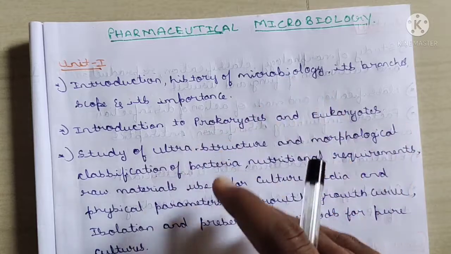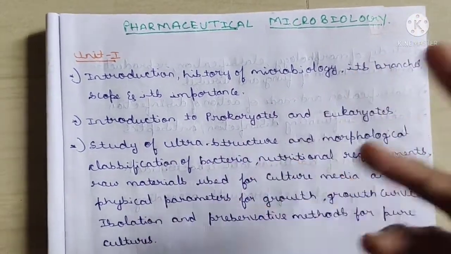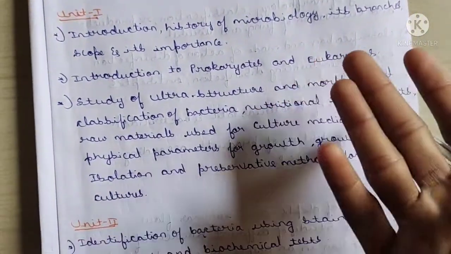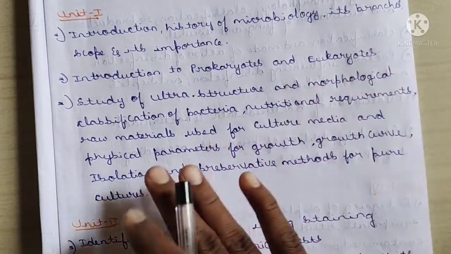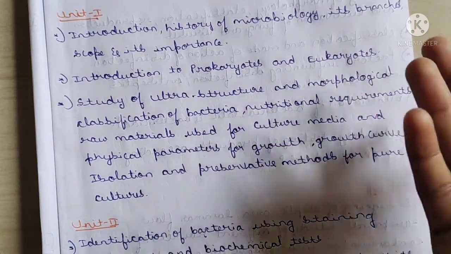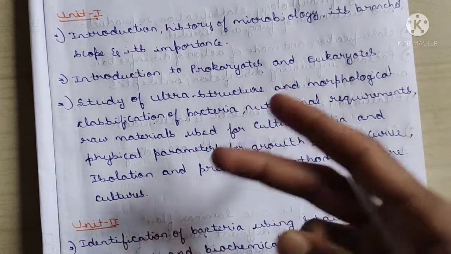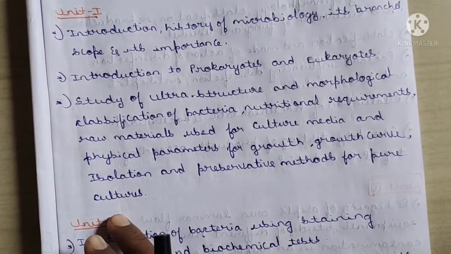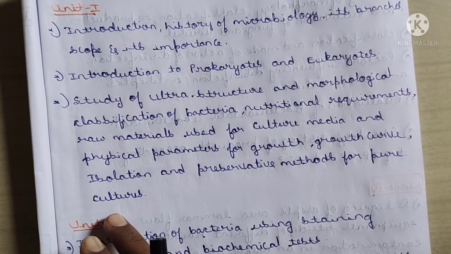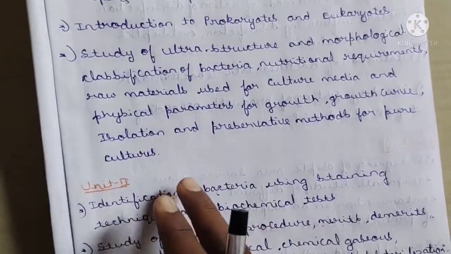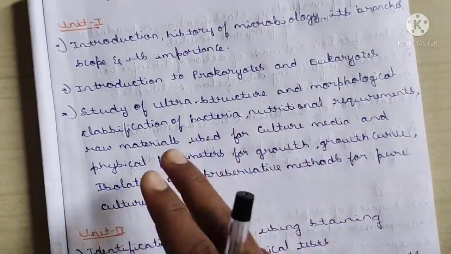In Unit 1, we will study the introduction and history, then introduction to prokaryotes and eukaryotes, the classification of bacteria, nutritional requirements, raw materials used for culture media, and physical parameters for growth, then preservation methods for pure cultures. Here in Unit 1, we will discuss just the basics.